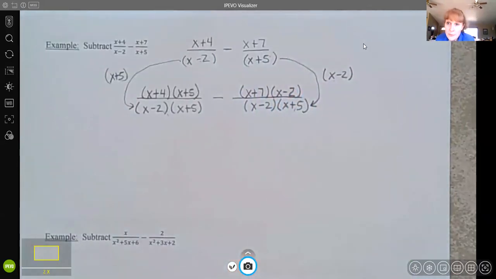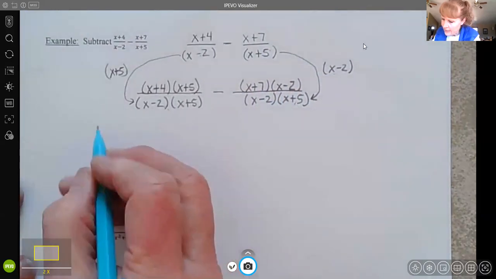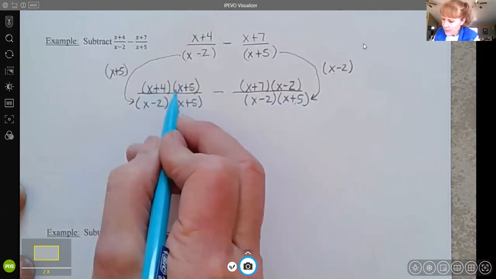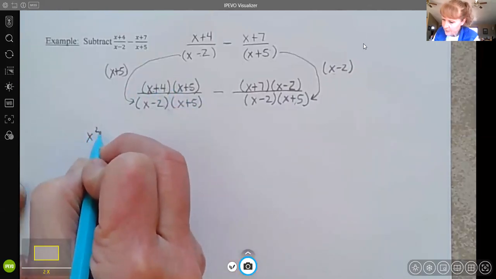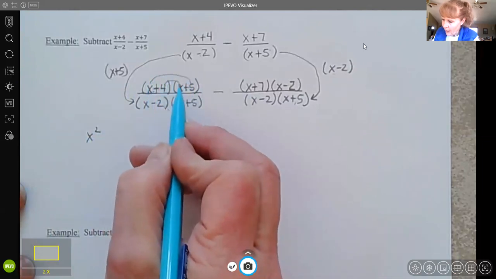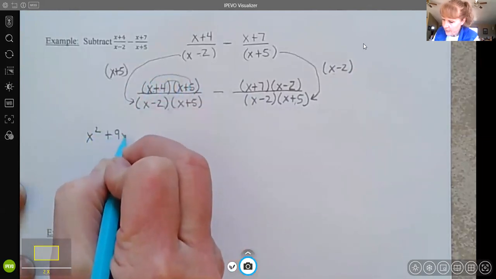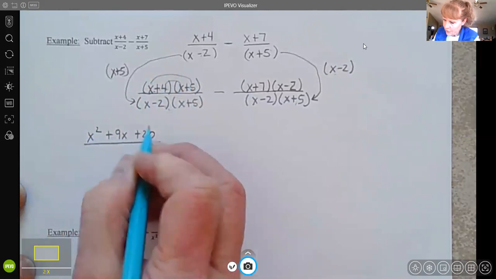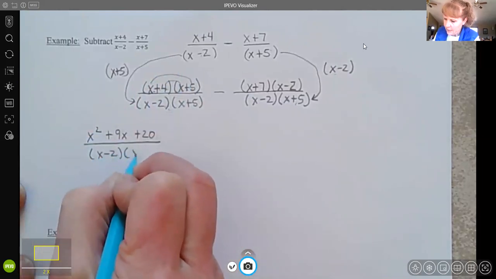All right, now in order to subtract these numerators, we're going to have to use the FOIL method and multiply them out. You don't need to do that in the denominator. You can leave the denominator alone, but you are going to have to multiply the numerators. I'll just go ahead and put that down here. I'm going to use the FOIL method on this first numerator. The first times the first is x squared. 5x and 4x is 9x. 4 times 5 is 20. There's my first numerator. And again, don't do that in the denominator.